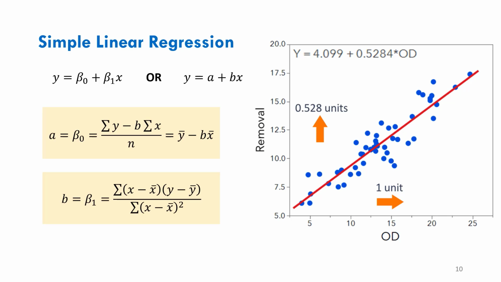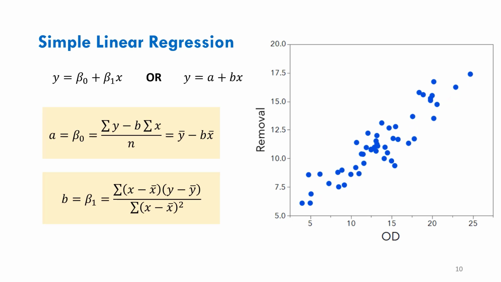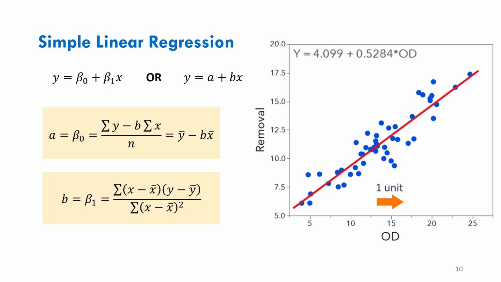For example, y equals 4 plus 0.5x is the equation of our model. Y equals 4 when x is 0, and if x increases by 1 unit, there is increase of 0.5 in the response. This intercept or base value is also termed as the overall mean of the dataset.